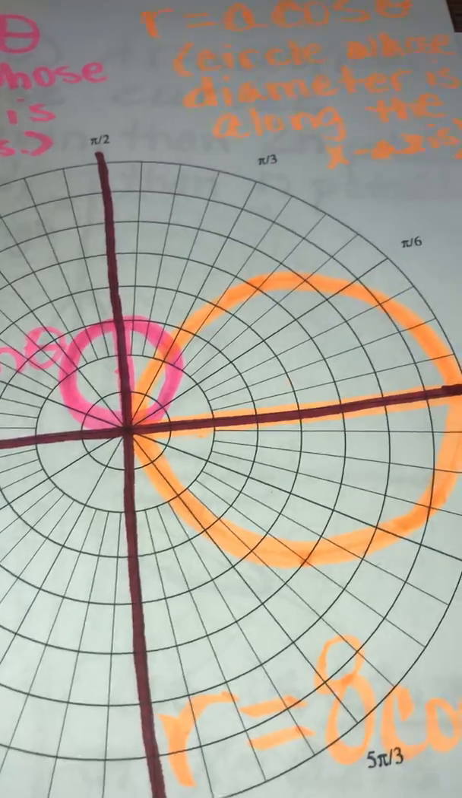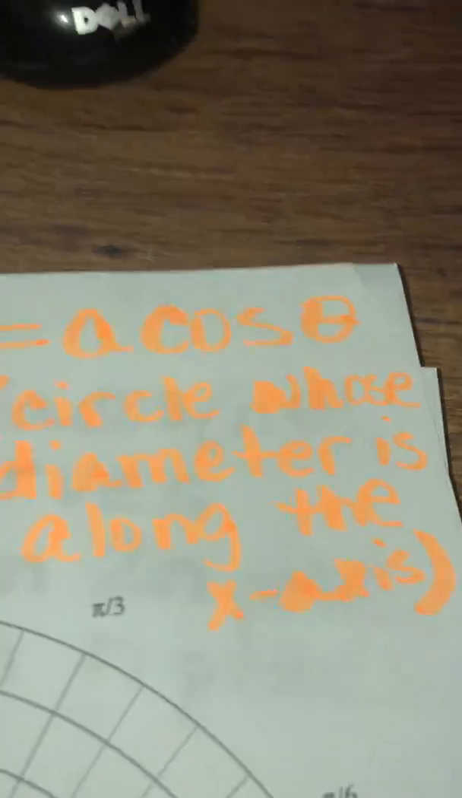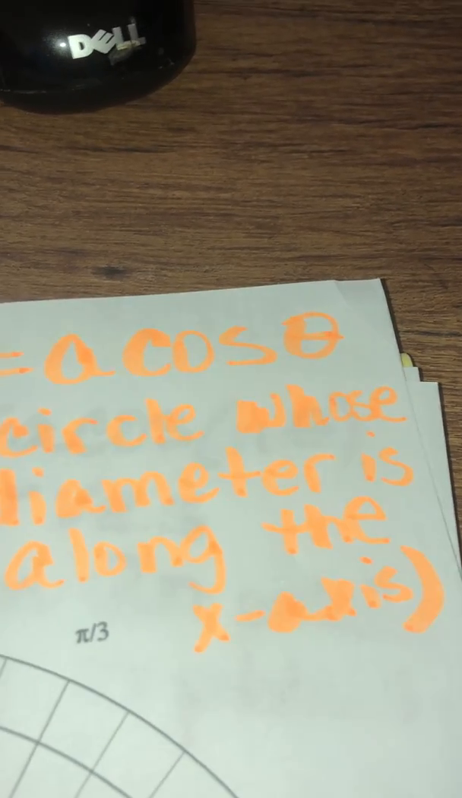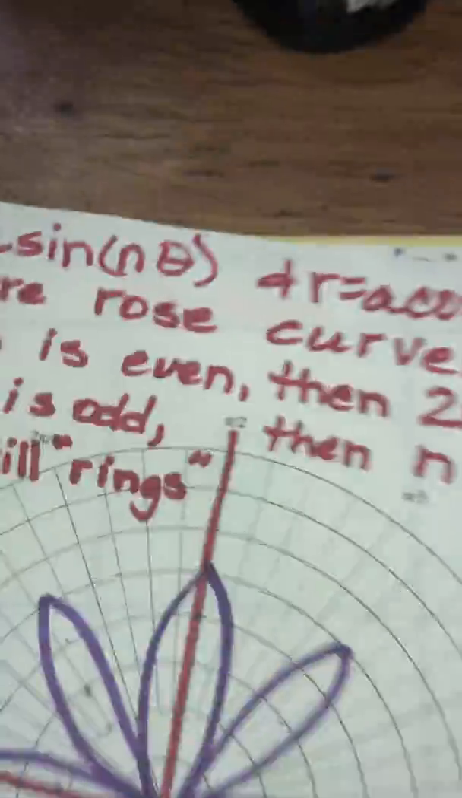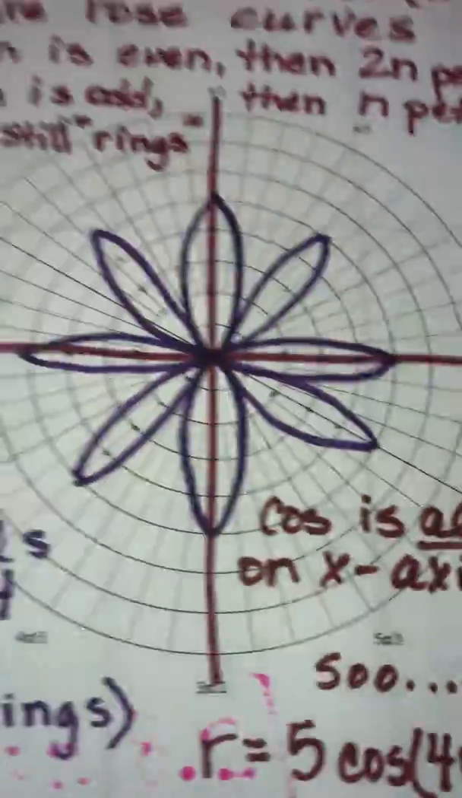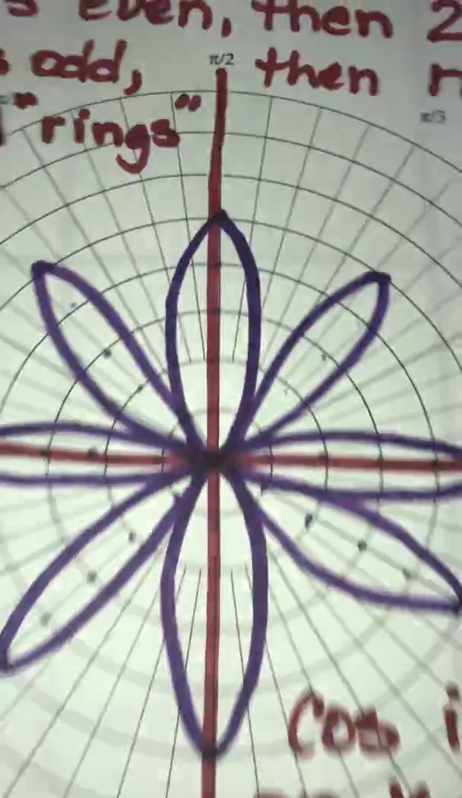Okay, but these aren't the only type of equations we could ever have. Besides r equals a sine theta and r equals a cosine theta, there are different equations we could have. For example, we could have a graph that looks like this. What? Like a flower. What?